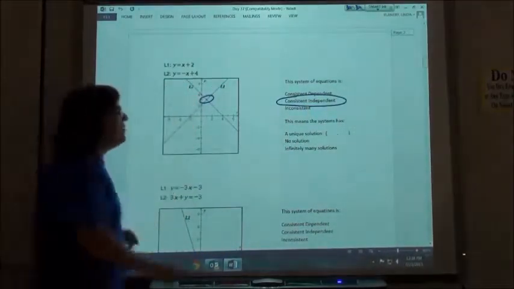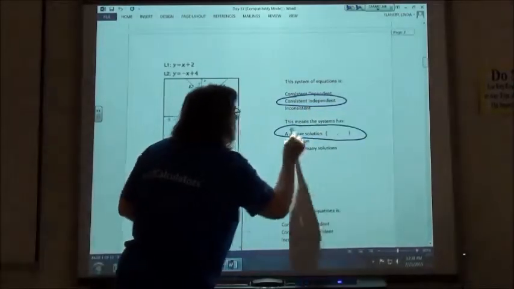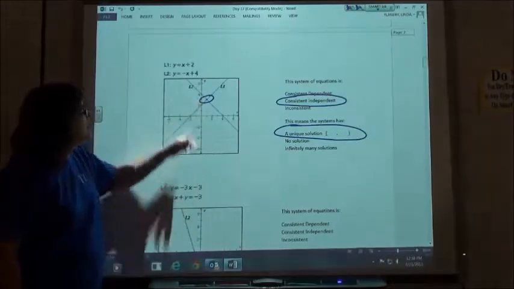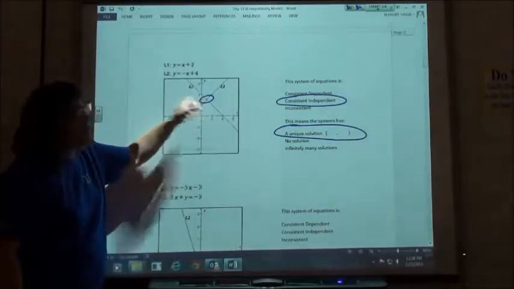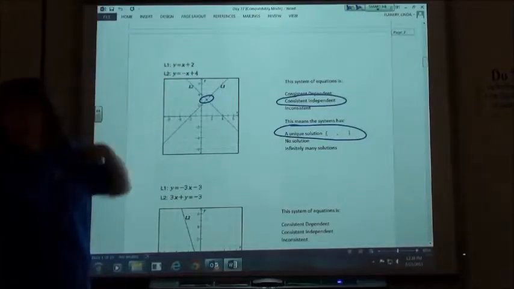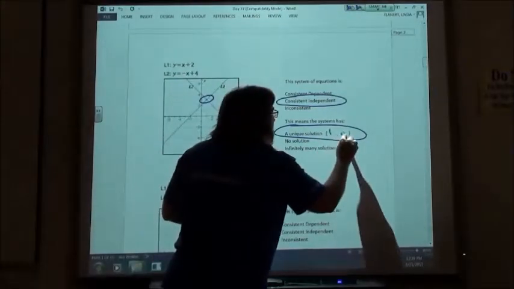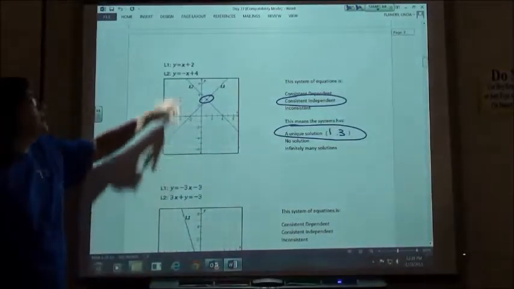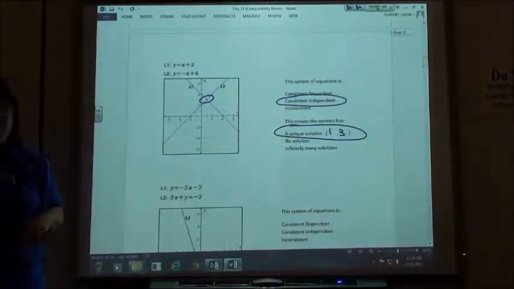And then I'm going to have a unique solution, and my unique solution is going to be the point where they cross. So it's going to be at 1, 3. 1, 3 would be the point that would work if I substituted in both of those equations up there. So if I was really bored and I wanted to check, I can put the 1 and the 3 in and see that it works in both of my equations.